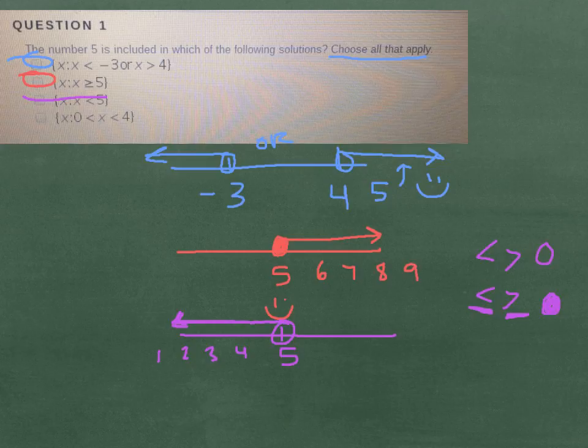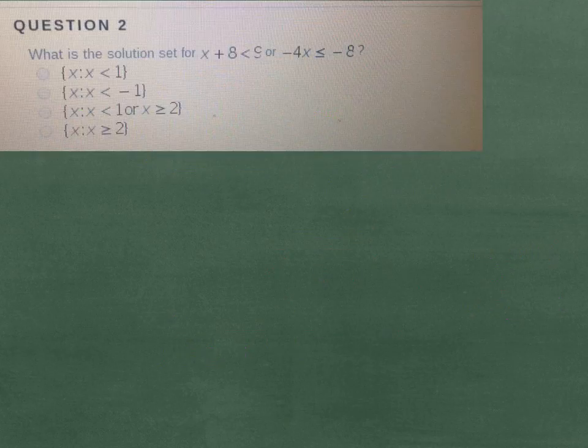All right. For the last one, they want everything that's between 0 and 4 because the x is between. So if you have 0 and 4, it's everything in between that. Okay, so is 5 included on that? No, 5 is on the outside. It's not included. So don't pick that one. So your answers are the first and the second one.